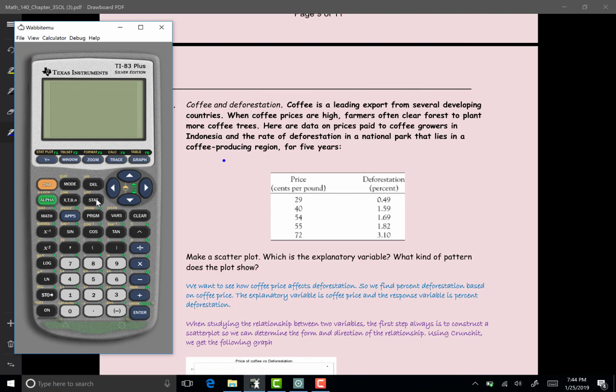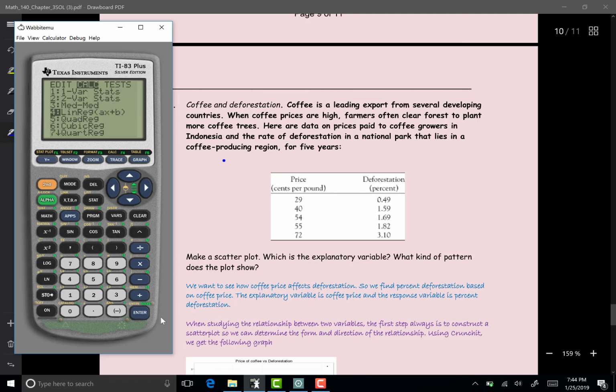All right, we're going to go back to my favorite button, stat. This time we're going to go over to calc, so we arrow over with the right arrow. Then we're going to arrow down to number 4. It says LinReg, that's linear regression, ax plus b. It's going to give you an equation as well, but this should also give you the correlation coefficient. There is something in the calculator we have to turn on in order for it to work, but I'm going to show you this. Let's just hit enter.